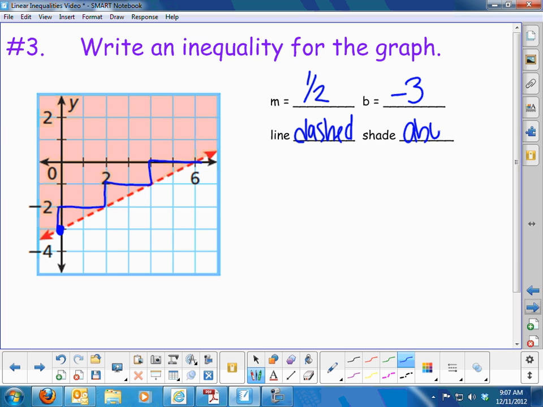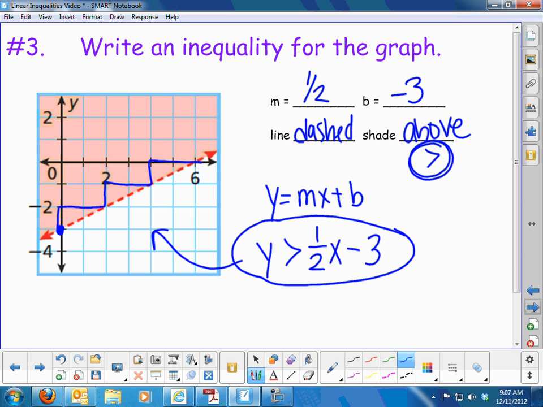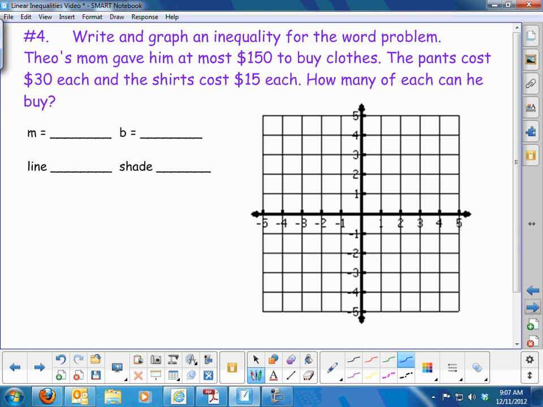So what does this all mean? Dashed lines are either less than or greater than, no equal to. Above always means greater than or equal to. So if I can't be equal to, I know my inequality symbol must be greater than. So now I write an inequality in the form of y equals mx plus b. I have y is greater than my m, my slope, which is 1/2, x, my b, minus 3. So this is the inequality that goes with the given graph.